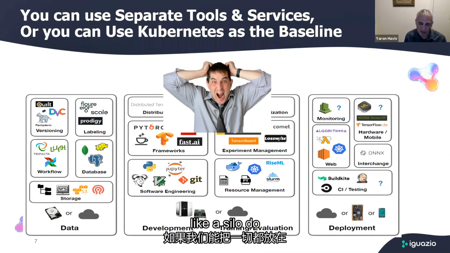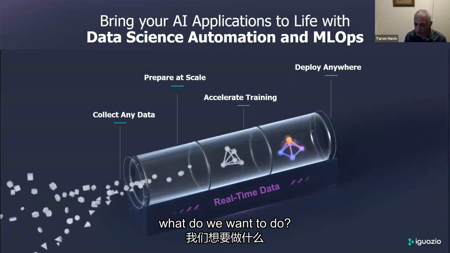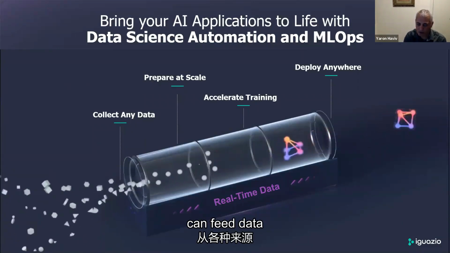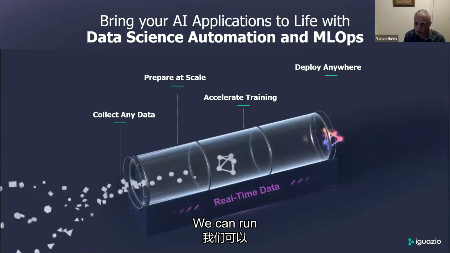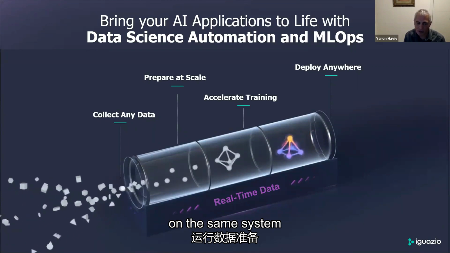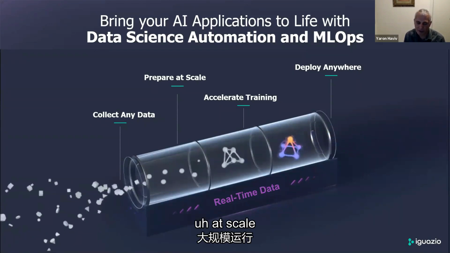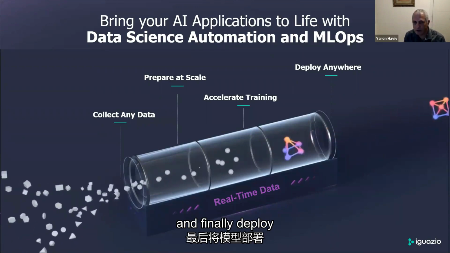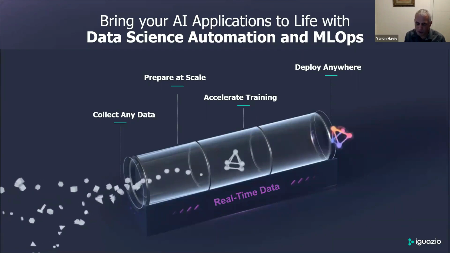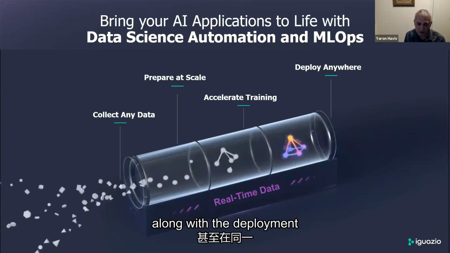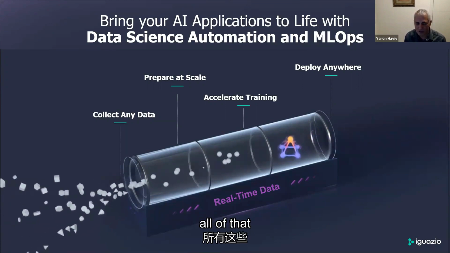So instead of having a silo of Hadoop and some silos of SaaS services, etc., if we can put everything on Kubernetes and build an ecosystem around it, that could ease the deployment hassle. We can use the same security paradigms, the same API concepts, etc. So essentially, what do we want to do? We want to build a system where we can feed data from a variety of sources. We can run data preparation at scale on the same system, run accelerated training at scale, again on the same system, and finally deploy the models as a set of microservices with APIs and feature engineering to go along with the deployment, and even monitoring services, all of that on the same platform.